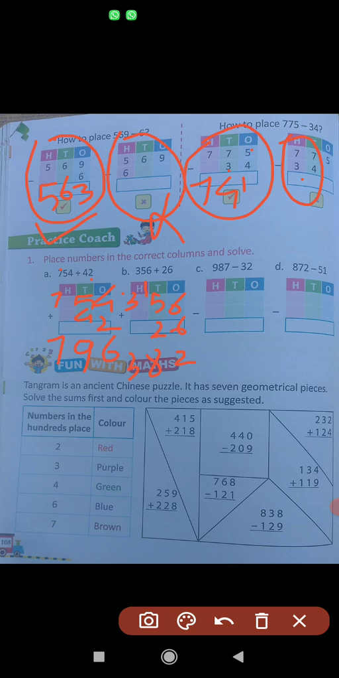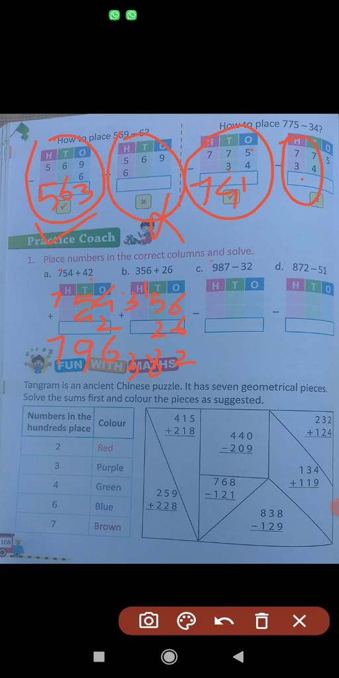Now next, see the question 987 minus 32. You have to write the numbers in the box. The numbers should be in the box, not out of the box. There is no space to write like this, so that's why I am writing like this.